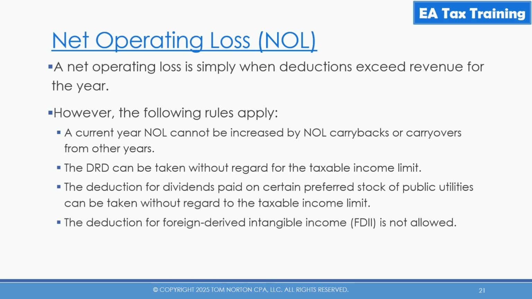Also, remember the dividends received deduction can be taken without regard for the net operating loss. The deduction for dividends paid on certain preferred stock of public utilities can be taken without considering the net operating loss, and the deduction for foreign derived intangible income is not allowed. Don't get too caught up in those details. Just read them over. Remember, they're on the list, not something that is likely to be tested.